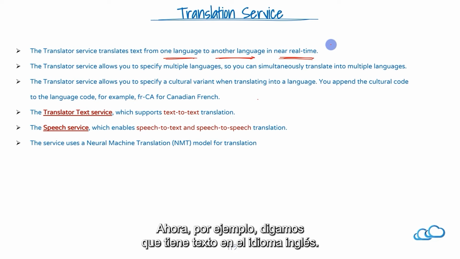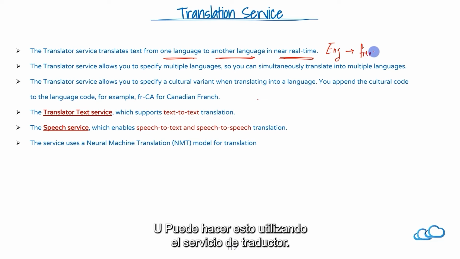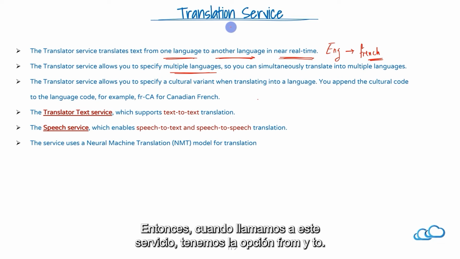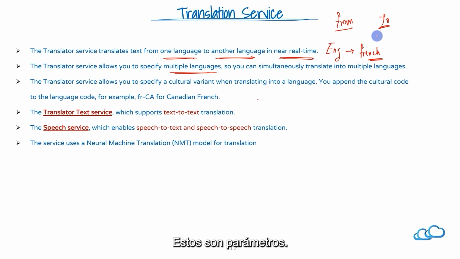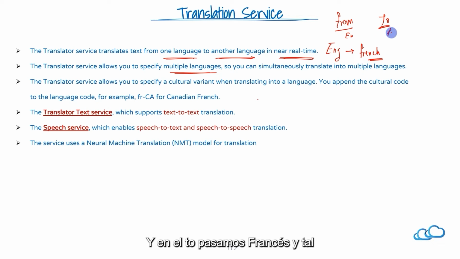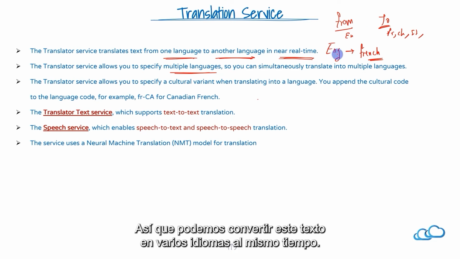Now, for example, let's say you have text in the English language and you want to convert it into, let's say, French. You can do this using the translator service. And not only that, if you like, you can translate this text into multiple languages. So when we call this service, we have the options from and to. These are parameters. So in the from, for example, we pass English, EN. And in the to, we pass French and Chinese and maybe Italian and maybe other languages. So we can convert this text into multiple languages at the same time.